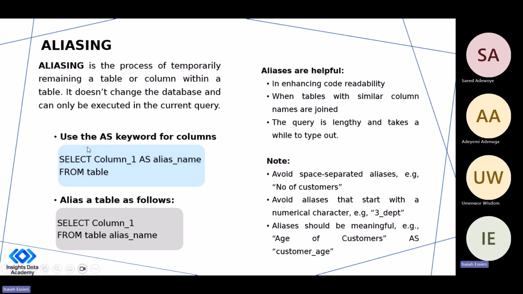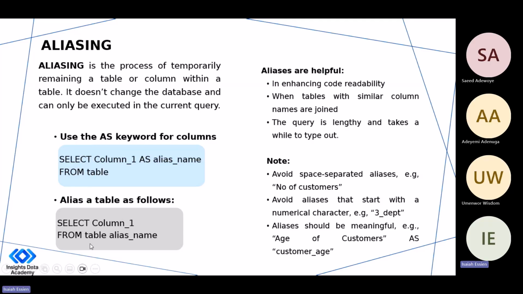Okay. So if you want to alias columns, you use the as keyword. Though in MySQL, it's not compulsory for you to use the as keyword. You might not use it. So let's say I want to give this column one an alias. So I just write select column as a particular alias name from a particular table.